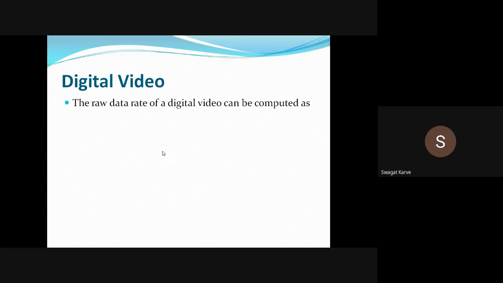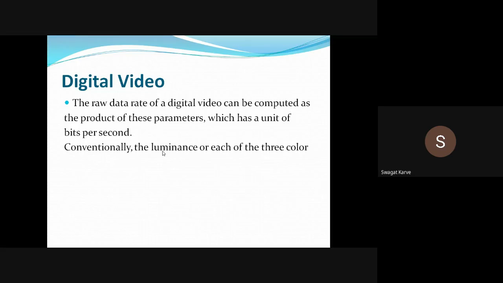Again, in case of digital video, the raw data rate can be computed as a product of these parameters, which has a unit of bits per second. That means if you are using a digital camera, how many bits it can capture per second. So it's the raw data bit rate, and its unit is bits per second.